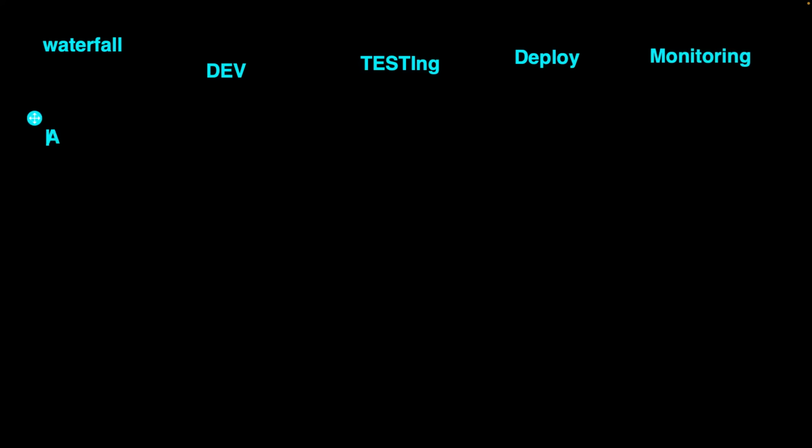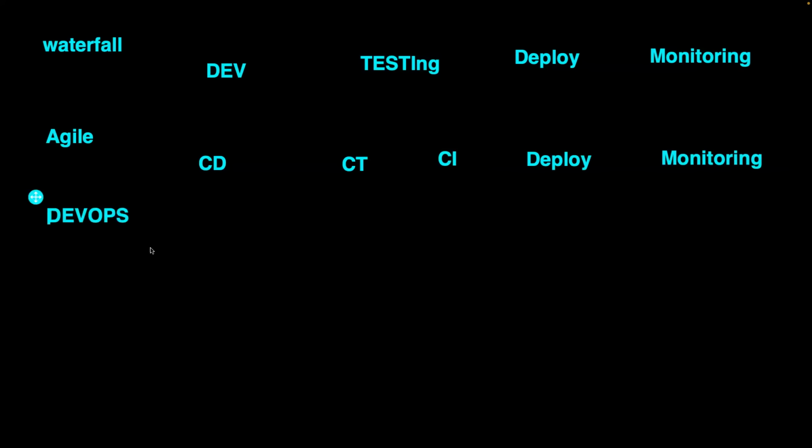Then came Agile. In Agile, you have development and testing happening parallelly, iteratively. So continuous development, continuous testing, any code will be merged and tested, so continuous integration, but then deployment is manual, and then comes monitoring. Right? And then came DevOps. With DevOps, you have continuous development, continuous testing, continuous integration, continuous deployment. Deployments were also automated. Every change can be deployed immediately to the production servers. Continuous monitoring. Right? That's the difference.